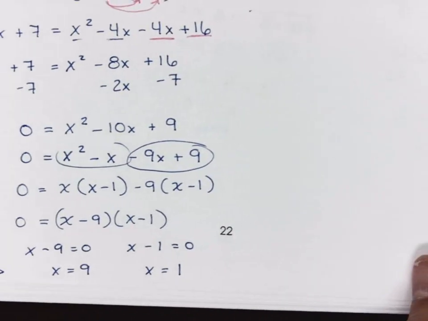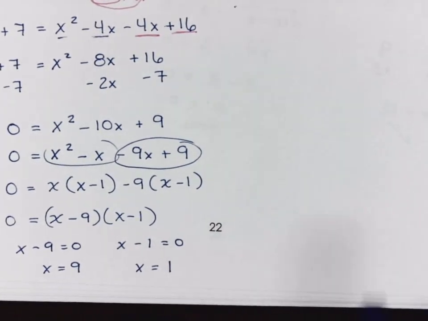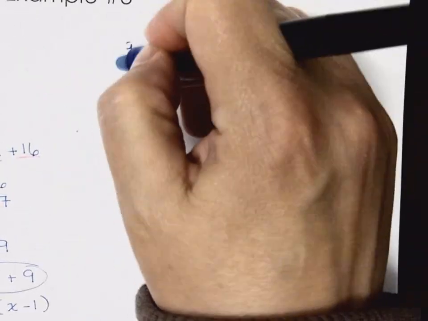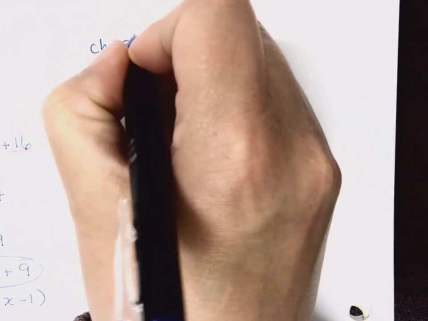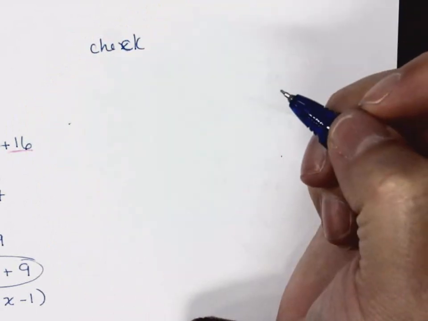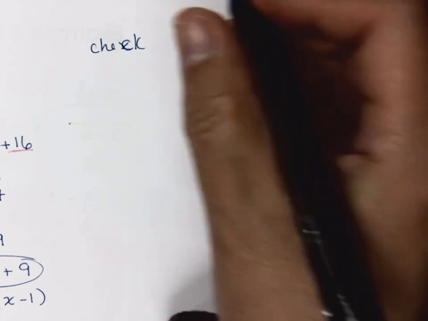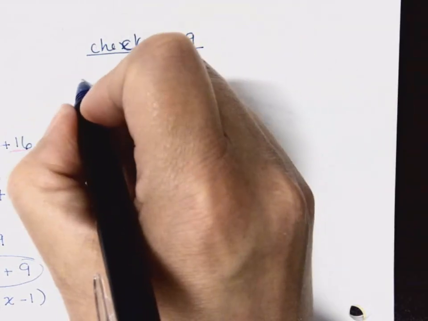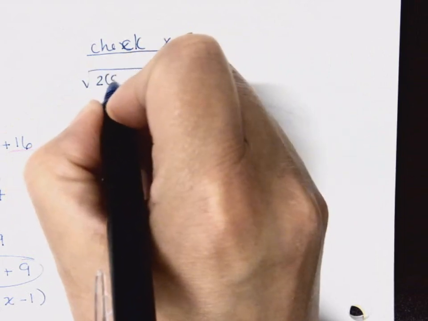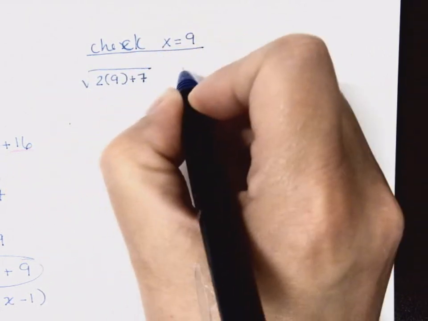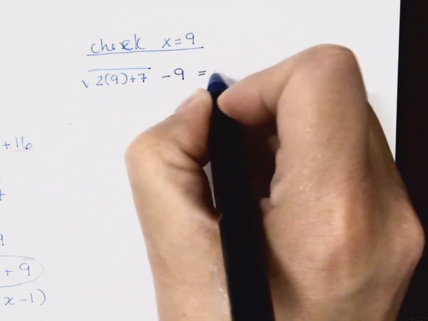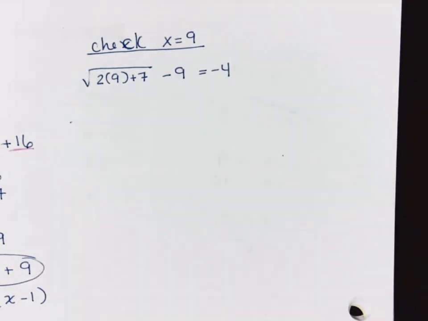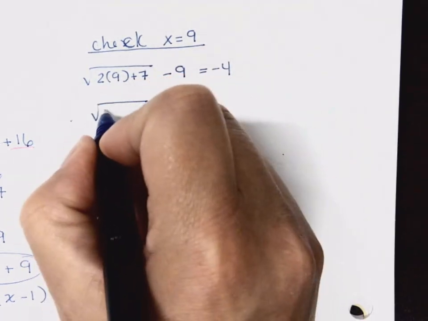Okay, so step 4 is to check my answers. So 9 and 1. Sometimes you get 4 answers, guys. FYI, that's coming up. And yes, you have to check all 4 of them. And I will tell you, people rush through the check, and it gets not good.